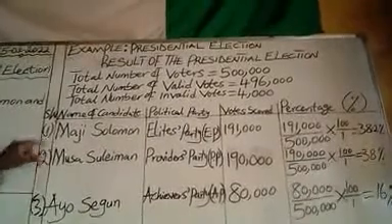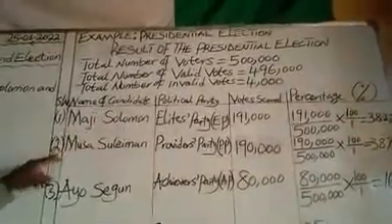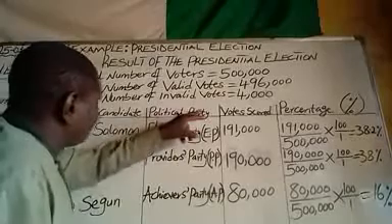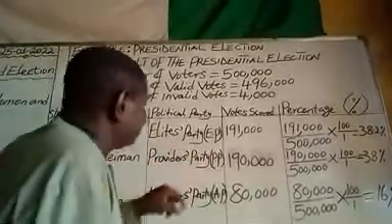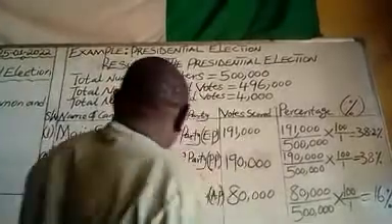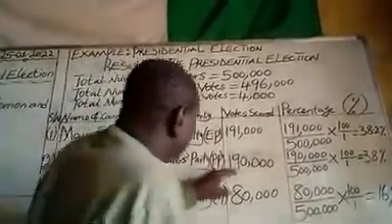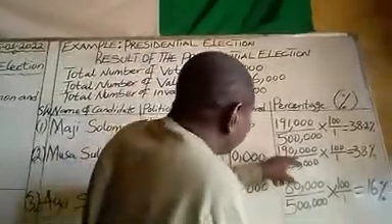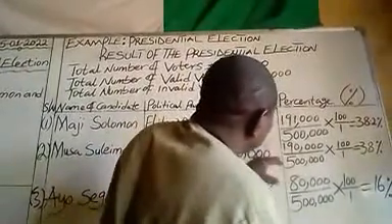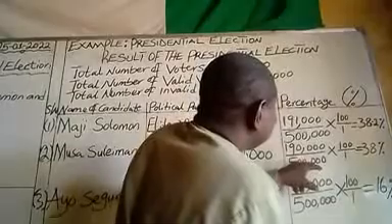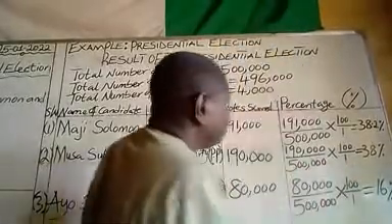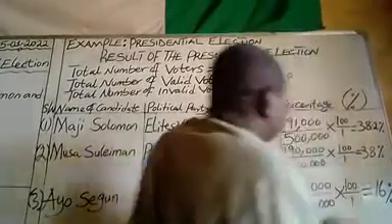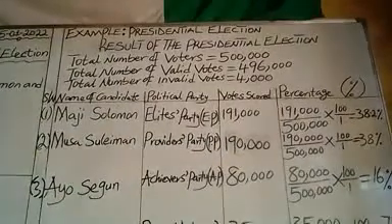The second candidate here, Maji Solomon is the first candidate. The second candidate here, Musa Suleiman. Political party. Look at the political party. Providers Party, PP. Musa Suleiman scored 190,000 votes. Look at the percentage. 190,000 over 500,000 times 100 over 1. He got 38%. Okay?